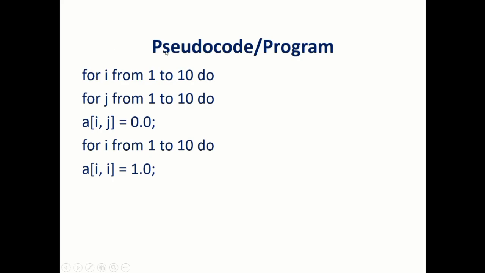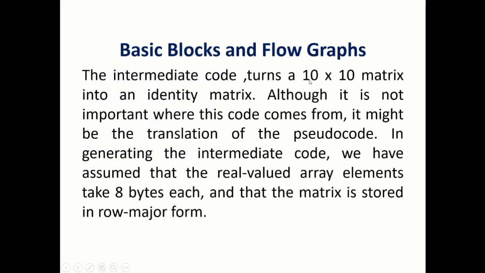In the given pseudocode, if the outer loop condition is true, it enters that inner loop. The inner loop condition is true, which means j less than or equal to 10. The statement is executed. What is the statement? A of I comma j equal to 0.0. In the question, they have given a 10 cross 10 matrix. Array elements take 8 bytes, and the matrix is stored in row major form.